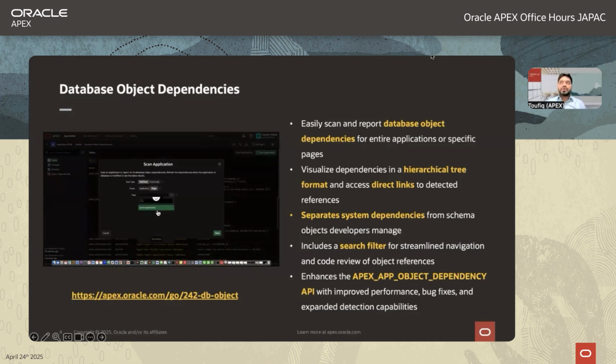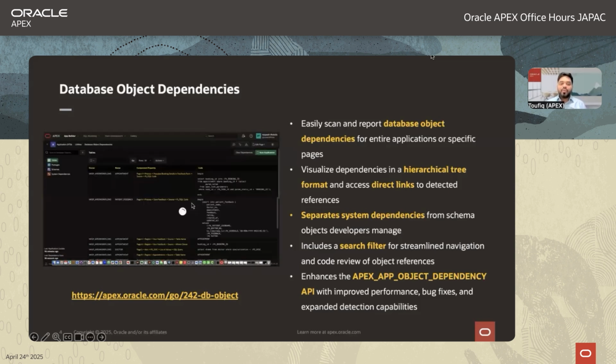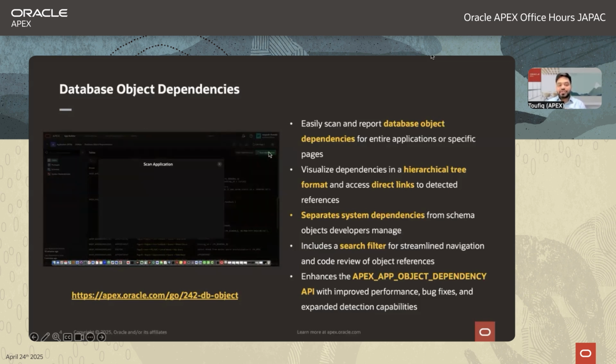Now, when you have a huge application with 200 pages, for example, how will you determine which pages have invalid code? Or in other words, how will you determine which database objects are being used inside an Apex application? This is where this particular utility feature we introduced in 24.2 can help. With this feature, you can easily scan and report database object dependencies in your applications.